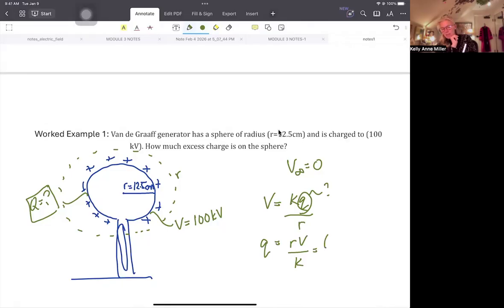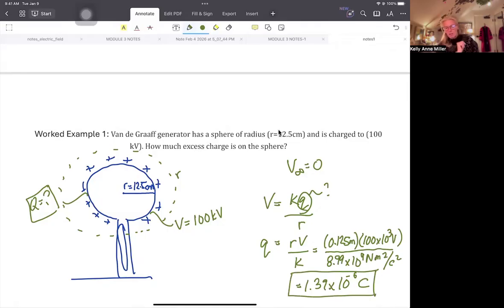So R is 0.125 meters times 100 kilovolts, and then divided by the constant K, which is about 9 times 10 to the 9. That's equal to this, about 10 to the minus 6 coulombs. So you'd have this much charge accumulated on the outside of that sphere.